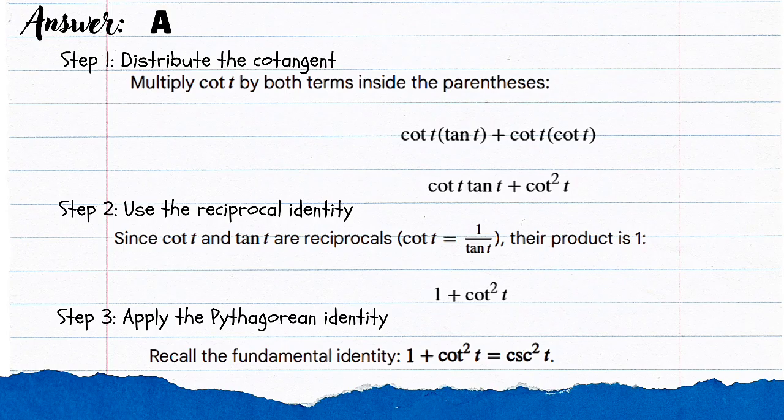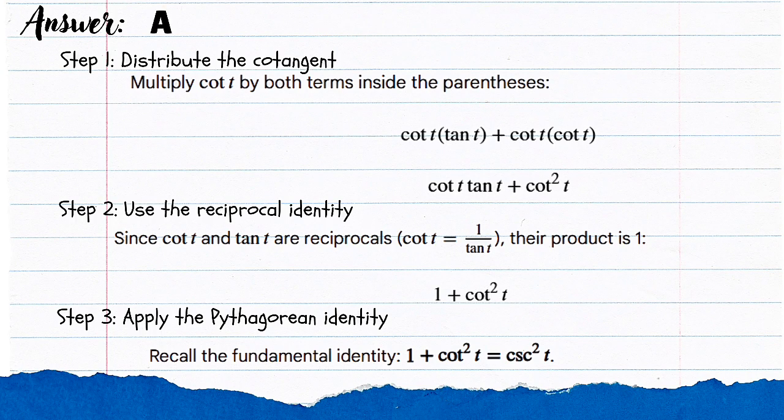And the answer is letter A. And here are the steps. Step 1, distribute the cotangent. Multiply cotangent by both terms inside the parentheses. So cotangent t times the quantity of tangent t plus cotangent t times the quantity of cotangent t. So cotangent t tangent t plus cotangent squared t.